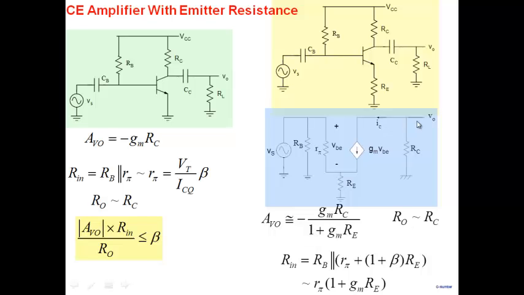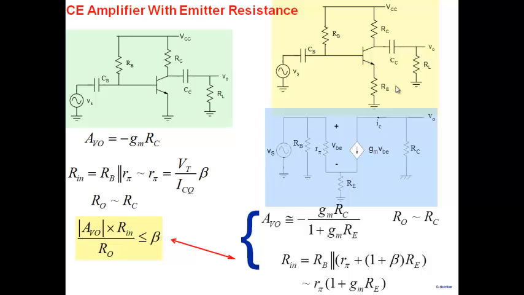Output resistance remains the same. When I look from here, the output resistance is limited by RC. So output resistance is the same. Input resistance is RB parallel RPi, and again, assuming RB is much larger, we get RPi times 1 plus GMRE. So it's interesting: if I'm putting RE in the emitter, what it's doing is reducing gain by a factor 1 plus GMRE, leaving output resistance unchanged, and increasing input resistance by 1 plus GMRE. So it's decreasing the gain and increasing the input resistance. If I multiply them together, AV0 multiplied by Rin divided by R0, I'll still get the same thing. I'll still get the same relationship.